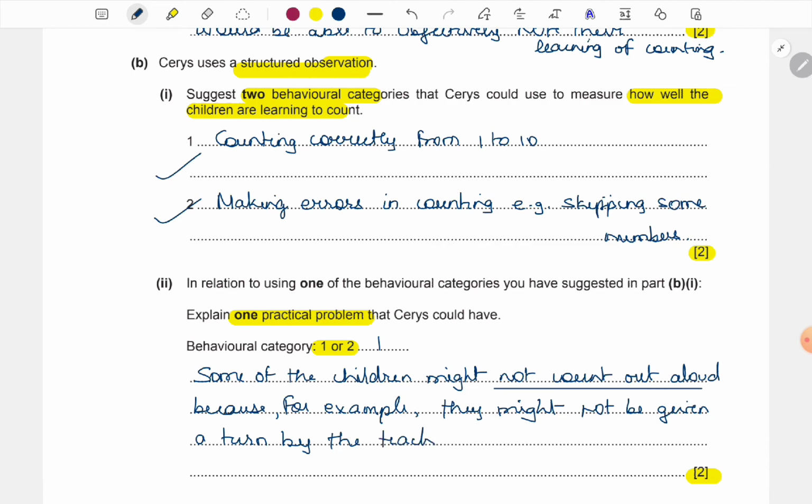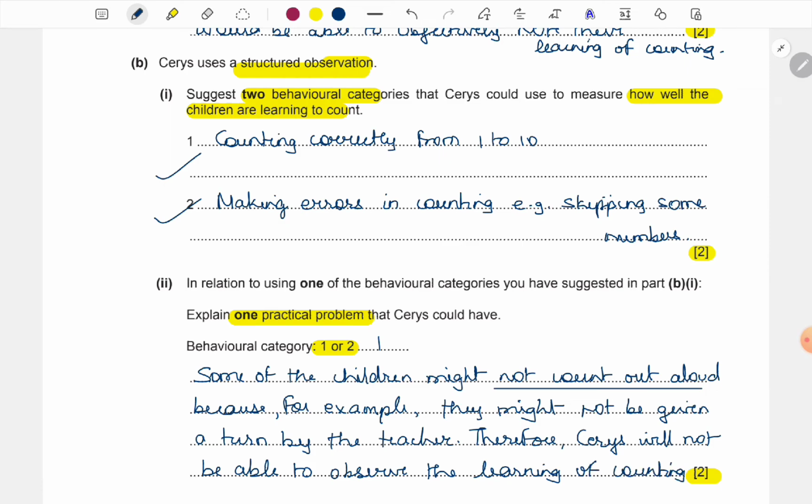Now again, we don't leave it at this. What is the problem because of this? Why is this an issue? Always why has to be answered in the response. So therefore, CIE will not be able to observe the learning of counting of all the children.